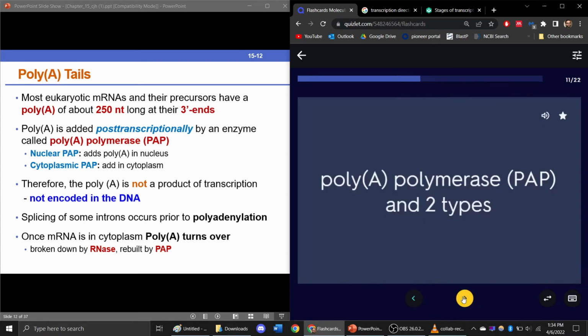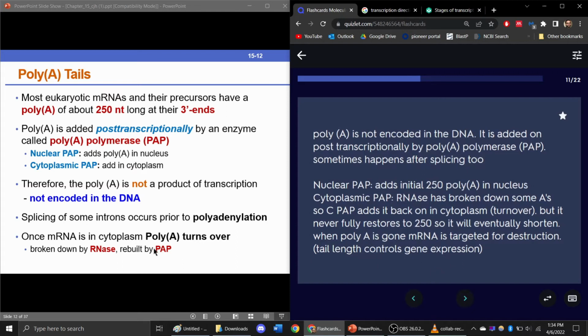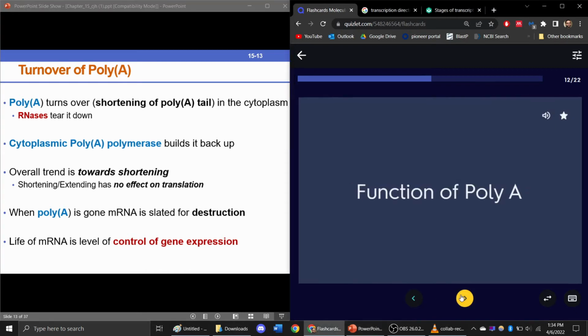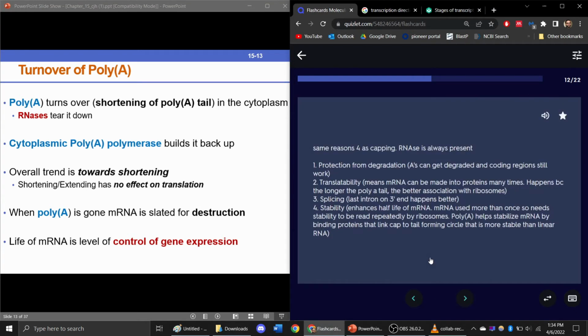So the length of the poly-A tail can then control gene expression, right? Because if you think about it logically, the longer the tail is, the more cycles that RNA could undergo translation, which means the greater the protein yield. And by modulating the length of that tail, you can increase or decrease gene expression, which is really fascinating to me. All right, so the functions of the poly-A. So pretty much the same as capping. Protection from degradation, we just talked about. Translatability, by being more stable and having a longer poly-A tail, the protein can be made multiple times.